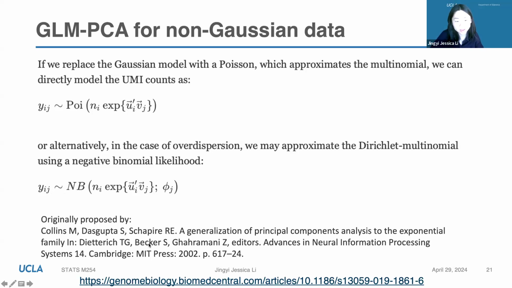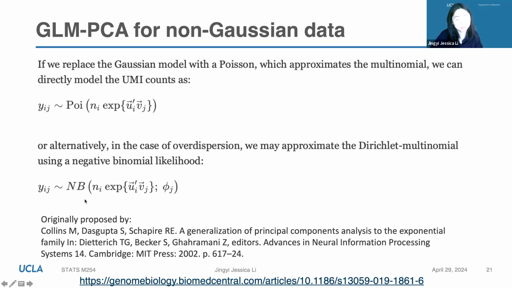In this paper, it says that the GLM-PCA was originally proposed in this machine learning conference. Some of you may know, now it's called NeurIPS, used to be called NIPS, and it started in early 2000, or maybe even slightly before that, late 90s. This was then a NIPS paper, a generalization of principal component analysis to the exponential family.